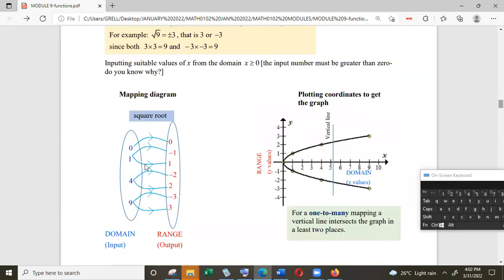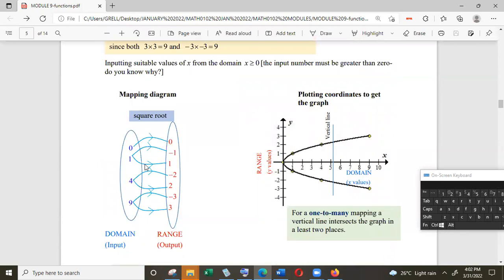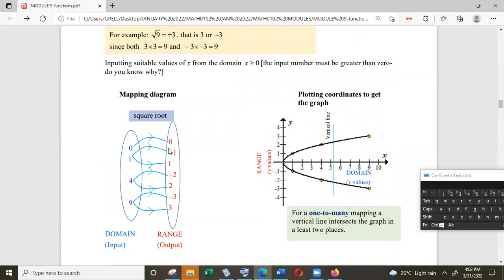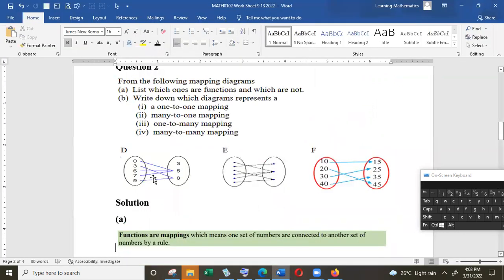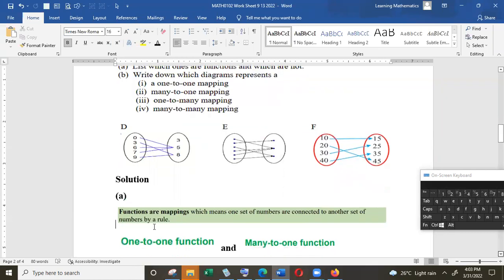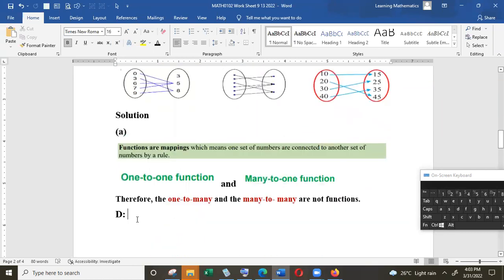Look at one to many. You see 1 going to -1 and 1. So that's a one to many. You see 4? 4 is going to many. So that's a one to many. For a mapping to be a one to many, more than 1 arrow is supposed to leave a domain element. So is D a one to many? D is a many to one.